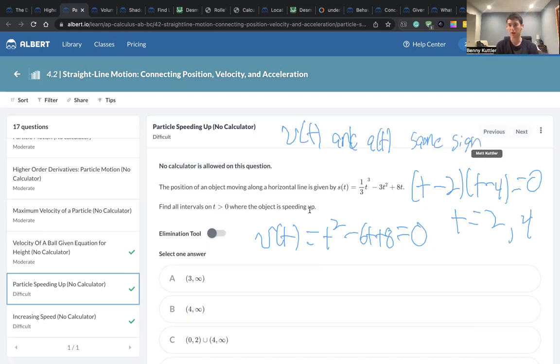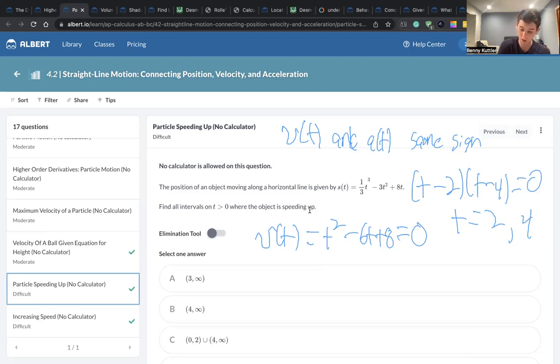So that could be positive and positive or negative and negative. Because if you're moving forward and your acceleration is positive, you're moving forward more quickly, then you're speeding up. And if you're going backwards, the velocity is negative, and your velocity is getting more and more negative, then you're still speeding up.